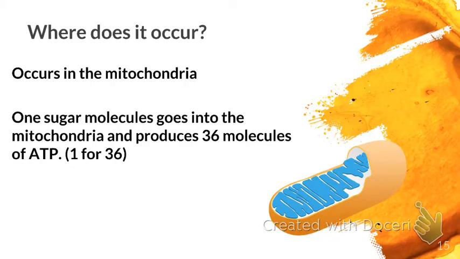So how does cellular respiration occur? Where does it occur? It occurs in the mitochondria. That's where the energy is produced. For one sugar molecule, we can actually produce 36 molecules of ATP. So that's pretty good. It's a 1 to 36 ratio.